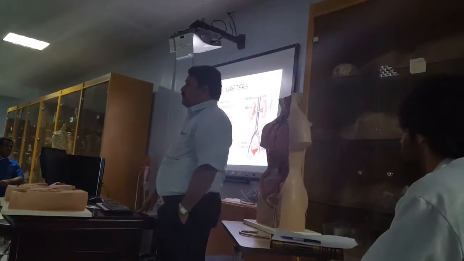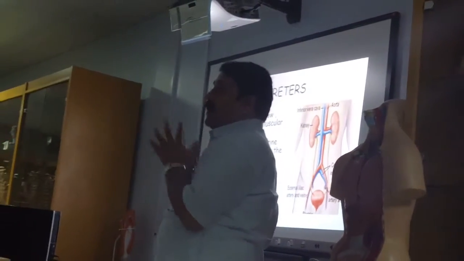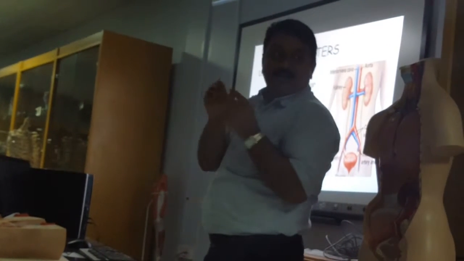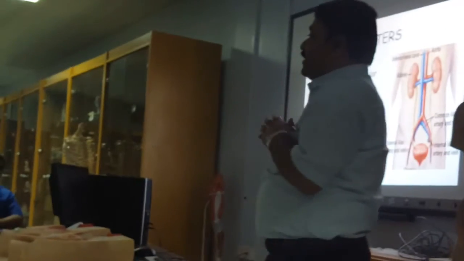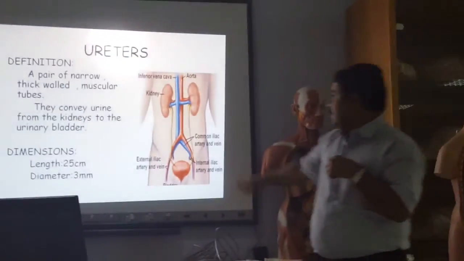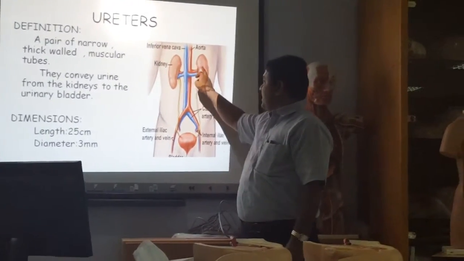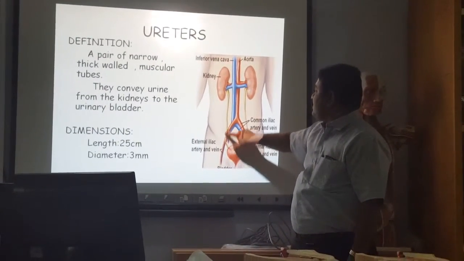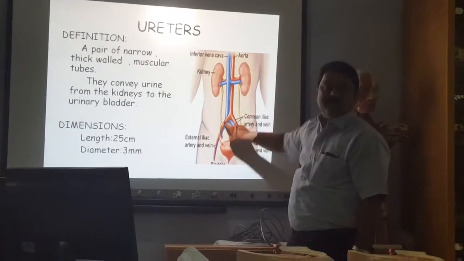What are these ureters? These are a pair of narrow, muscular, thick-walled tubes which convey urine from the kidney to the urinary bladder. Okay. The length of the ureters is 25 centimeters, and the diameter is 3 millimeters, isn't it? So here, both the kidney, ureter and the urinary bladder. Total length, how much is it? 25 centimeters, isn't it? Yes.